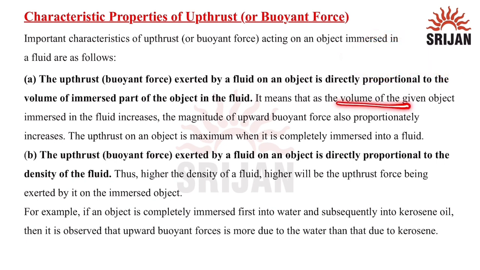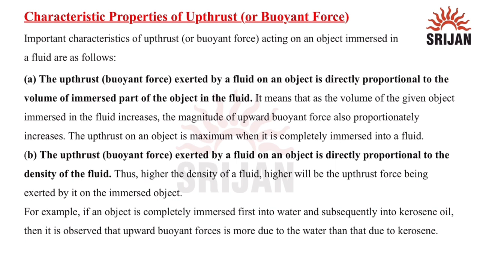Now, it means that if the volume of a given object immersed in a fluid increases, the magnitude of upward buoyant force also proportionately increases. The upthrust on an object is maximum when it is completely immersed in a fluid. Second, the upthrust or buoyant force exerted by a fluid on an object is directly proportional to the density of the fluid. Now, the higher the density of the fluid, the higher is the upthrust force being exerted by it on an immersed object.